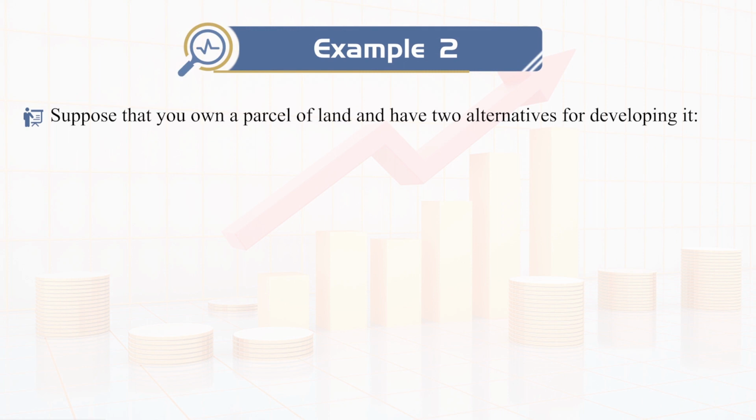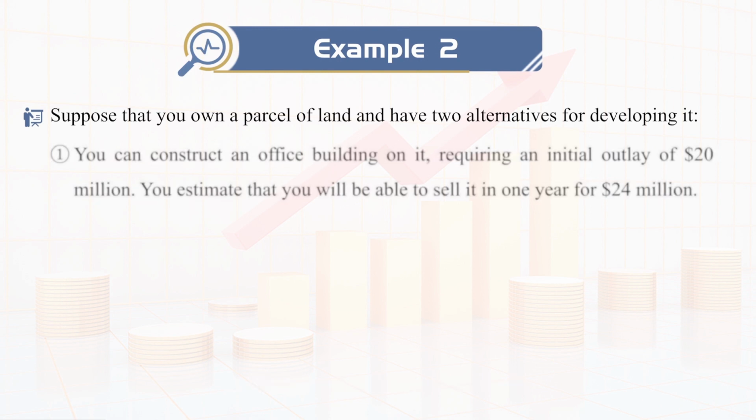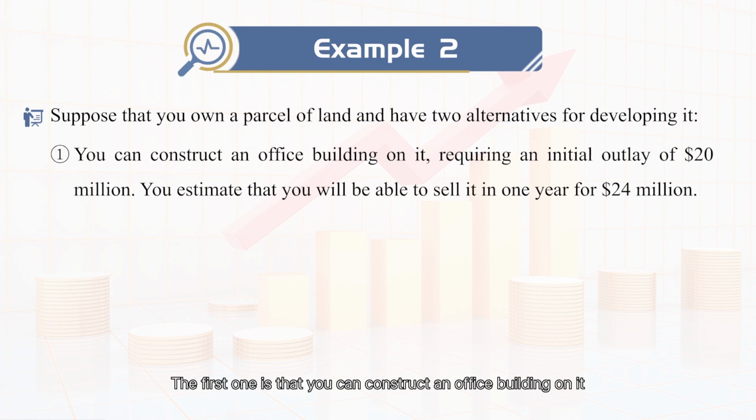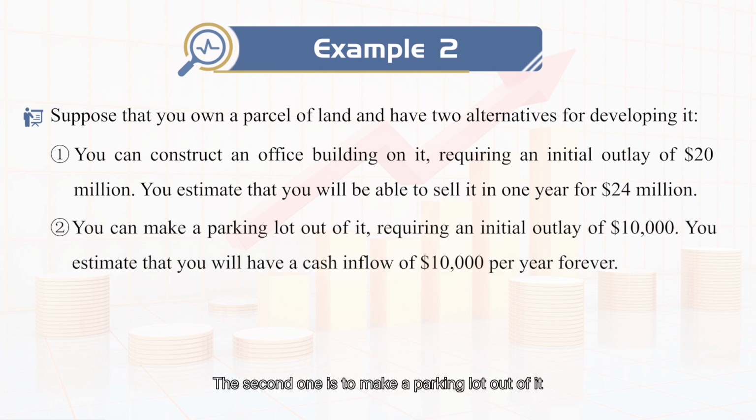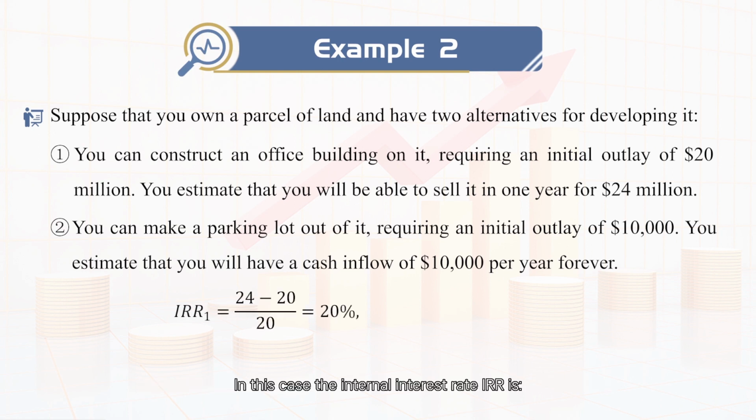Let's see an example. Suppose that you own a parcel of land and have two alternatives for developing it. The first one is that you can construct an office building on it, requiring an initial outlay of $20 million. The second one is to make a parking lot out of it, requiring an initial outlay of $10,000. If you build an office building, you estimate that you will be able to sell it in 1 year for $24 million. In this case, the internal rate of return IRR1 is equal to ($24 million minus $20 million) divided by $20 million, that is 20%.